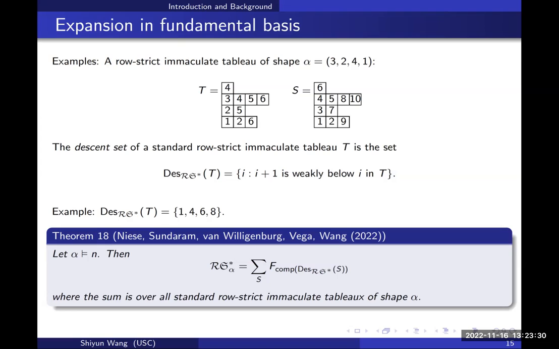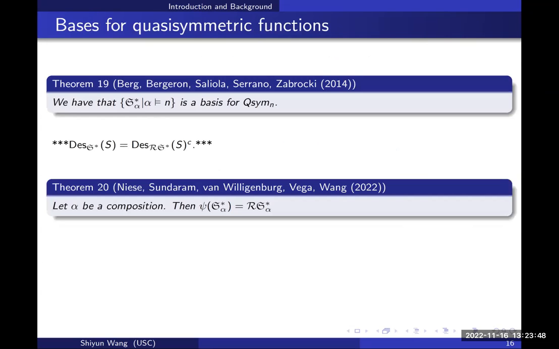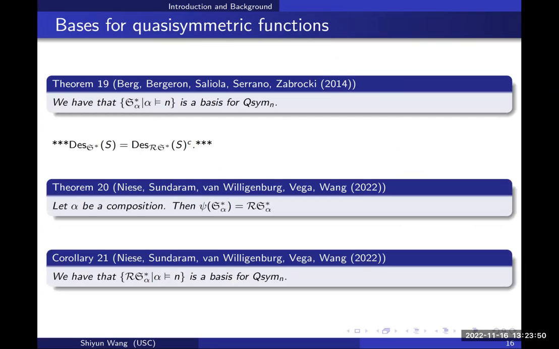And then we can prove that the Roche-Dury-Immaculate function also expands positively to the fundamental basis, such that you get the composition from those descent sets. And so one important observation is that the descent set that we got, compared to the descent set from the BBSSD, they actually complement each other.